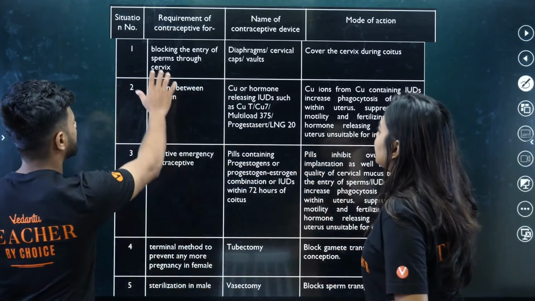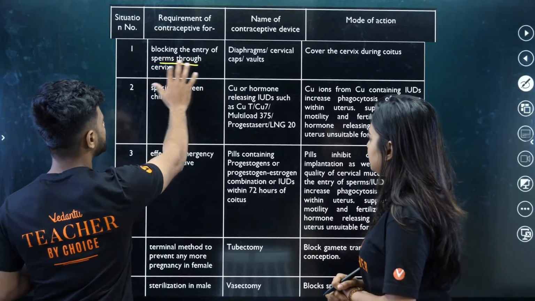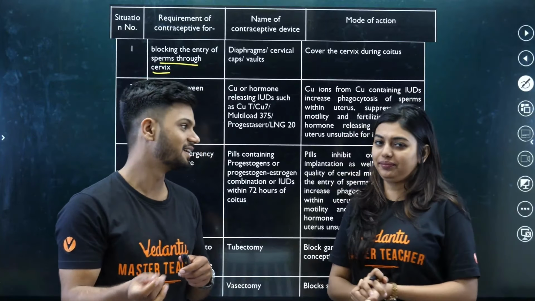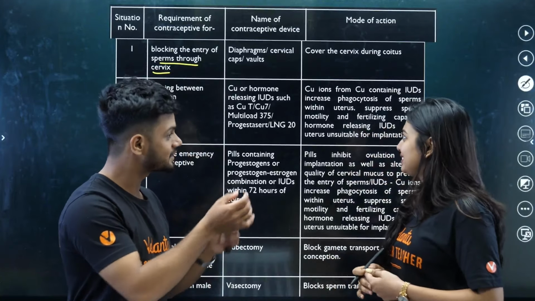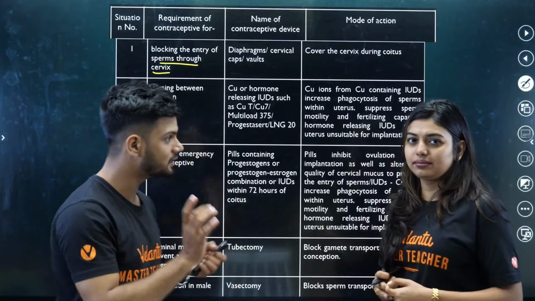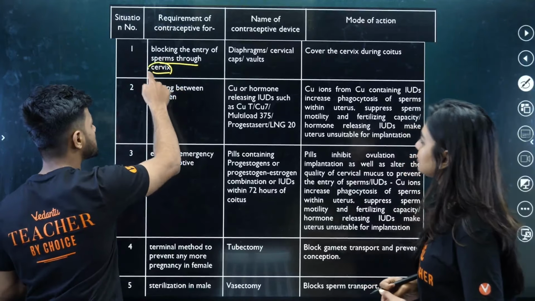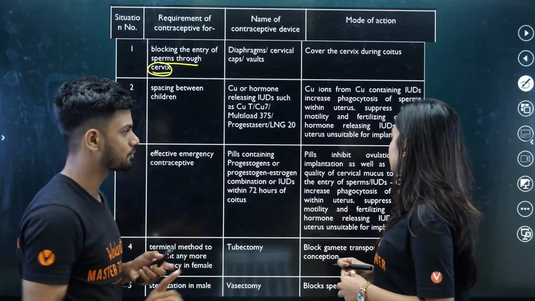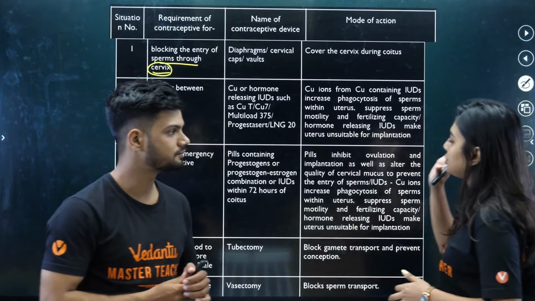Now, blocking of the entry of the sperm through the cervix. Here, some of them will write condoms. This is where some can go wrong, but it's technically correct, that is the female condoms. But since they have mentioned the cervix specifically, you need to write diaphragm, cervical caps as well as vaults as the proper answer. They cover the cervix during coitus.